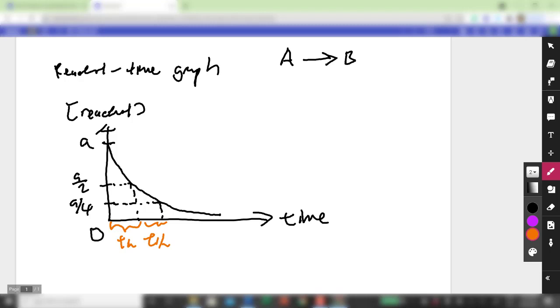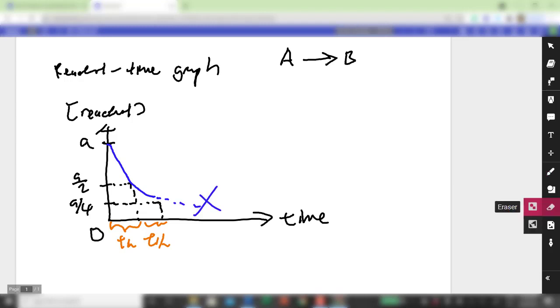But sometimes the question can be a little tricky, so you can't really find consecutive t half, because maybe the graph only goes until here, I'll use a blue line. It didn't reach, or it purposely didn't draw beyond maybe 60%. In this case, you can't take consecutive t half. And please do not extrapolate. Extrapolating is a huge mistake, so you shouldn't be extrapolating.